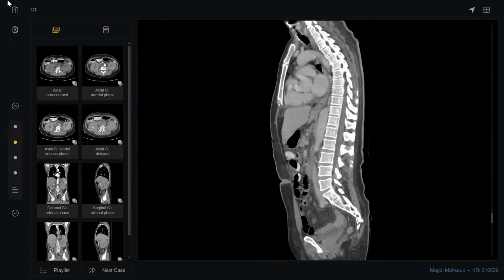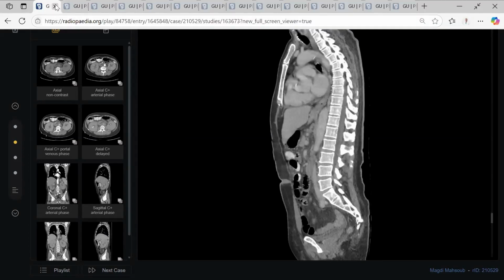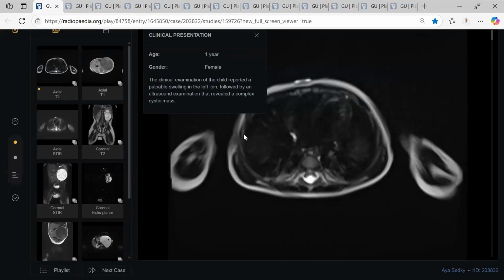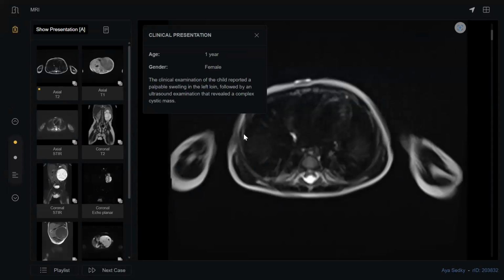Next candidate. Good afternoon, sir. Welcome, doctor. One-year-old female patient. The clinical examination of the child reported a palpable mass in the left groin.